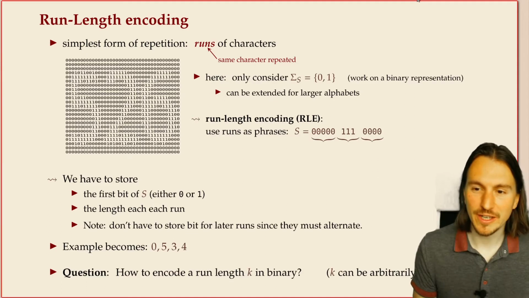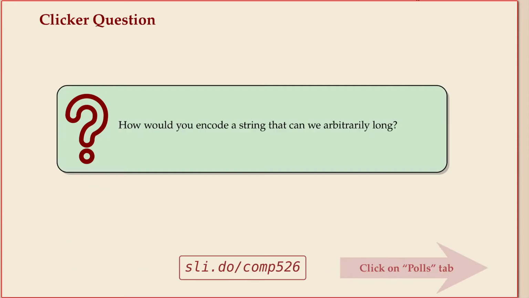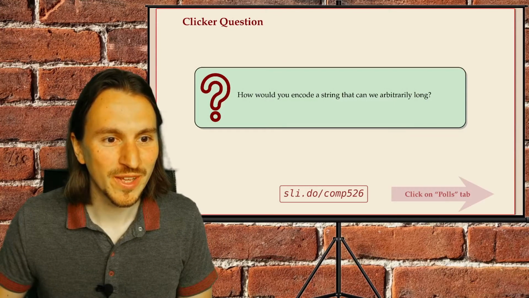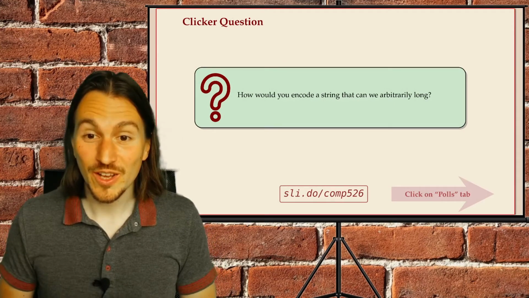So that part of run length encoding is very easy. The question that remains is, how do we encode these run length numbers, which can be arbitrary integers, in binary? For that, we have to think a little. And to get you started, I'd like to ask you to think more generally.